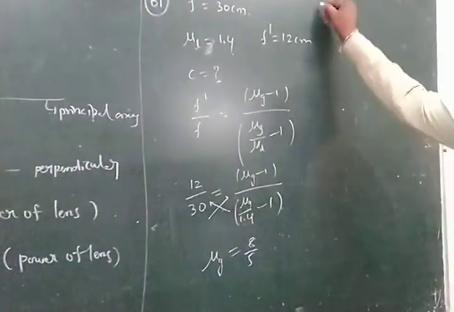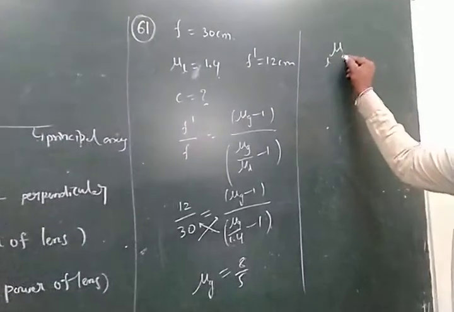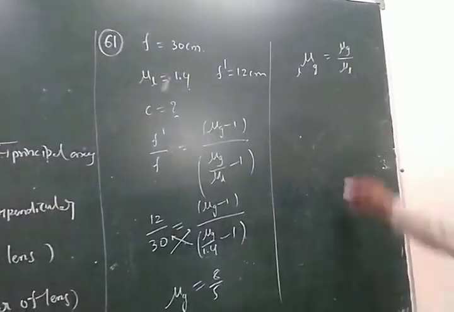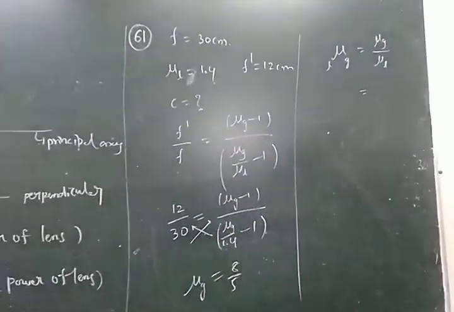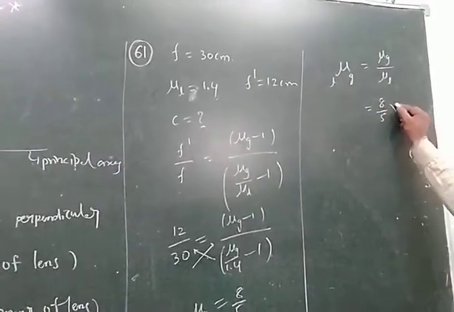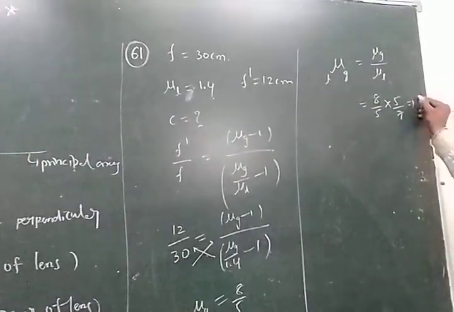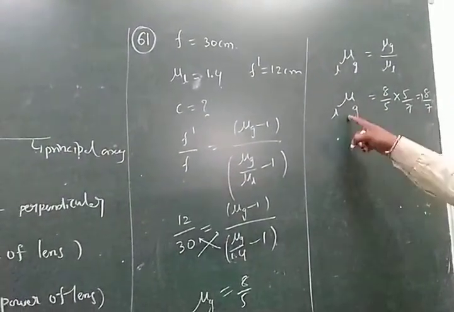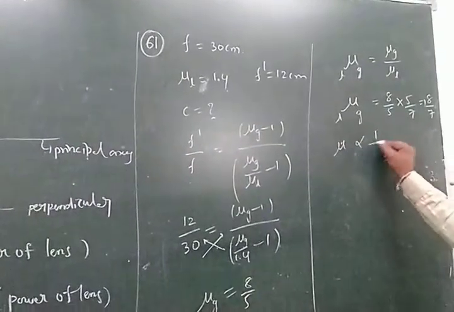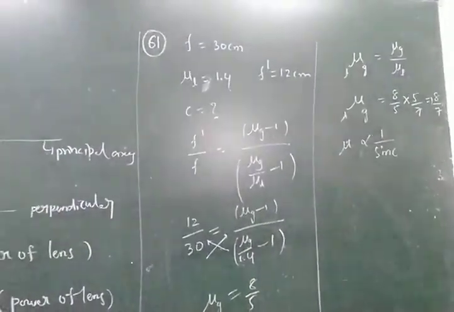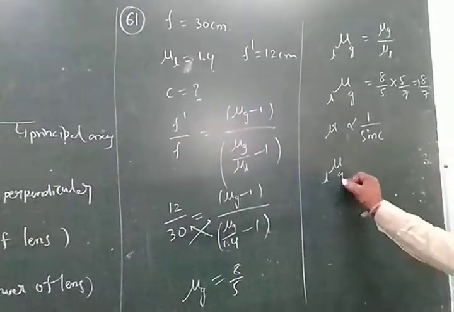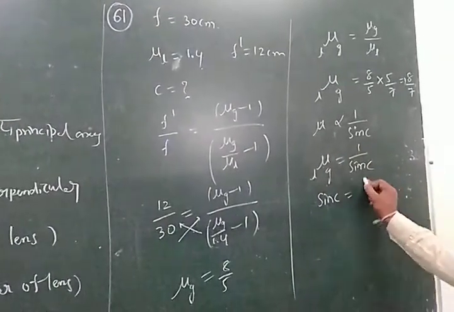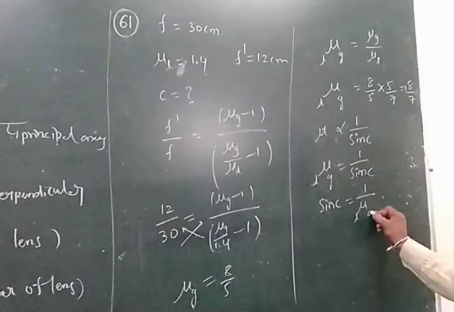Now we can find the refractive index of the liquid with respect to glass, which is equal to nu glass by nu liquid. That value is 8 by 5 into 5 by 7, which is equal to 8 by 7. That is the refractive index of liquid and glass. This refractive index is inversely related to the critical angle, so we can write nu Lg is equal to 1 by sin C. Then sin C is equal to 1 by the refractive index of glass and liquid, which is 1 by 8 by 7.